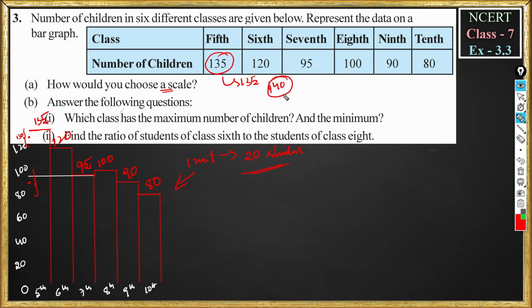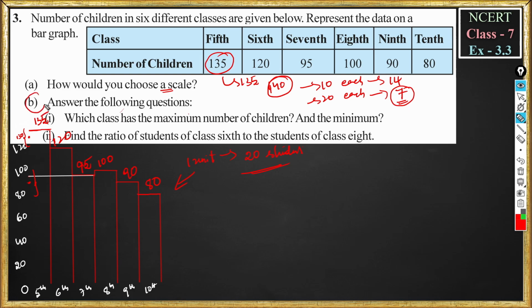So 140, you can divide it 10 each or 20 each as per our wish. If we divide 10 each, we need 14 units. Whereas if we divide 20 students each, we need 7 units. So 7 will be better compared to 14 because 14 becomes too long. So we have taken 20 students per unit. So depending on the greatest value in the given data, we have chosen this scale.